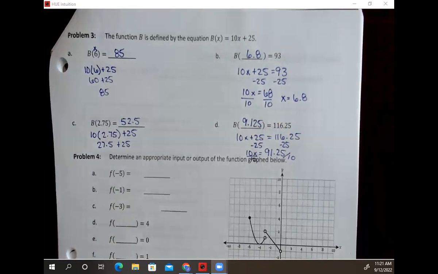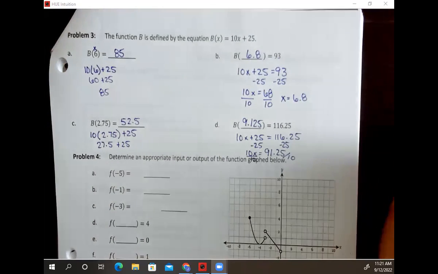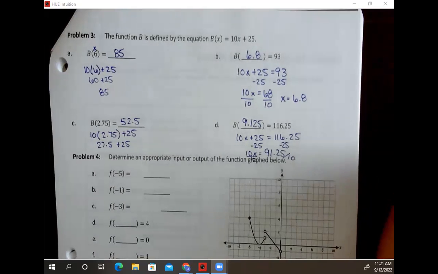Okay, so I need to pay attention to, do I have an input or an output? And then this new piece here, working with a function, I'm either plugging something in for x, or I'm setting the whole function equal to that output.